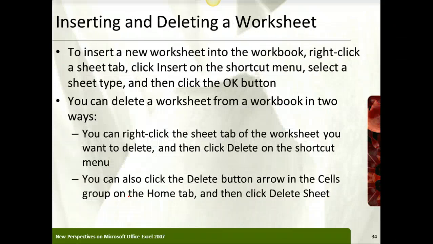Next is inserting and deleting a worksheet. To insert a worksheet in a workbook, because remember, when you open up Excel, you have a workbook with 3 default worksheets in it, and the tabs are below. You right click on the sheet tab, click insert. On the shortcut menu, select a sheet type and then click OK. You can also delete a worksheet in 2 ways. Right click on the tab itself, click delete on the shortcut menu, or you could click the delete button arrow in the cells group on the home tab and delete the sheet.